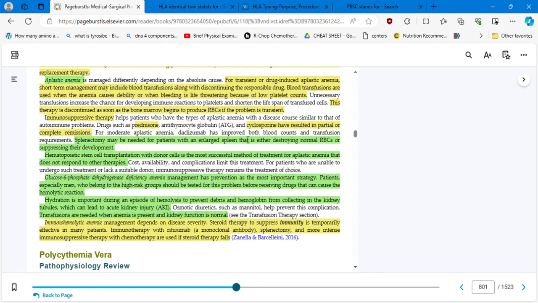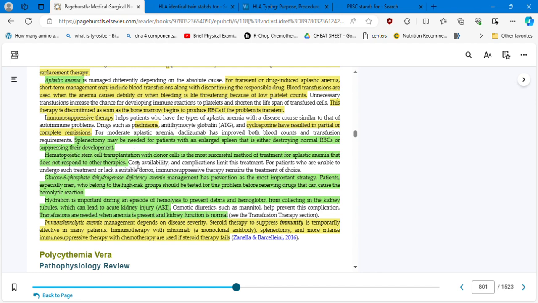Immunosuppressive therapy like prednisone and cyclosporine has resulted in partial or complete remission in the case of aplastic anemia, remember, because they are trying to stop the immune system from working in a bad proportion. Splenectomy may be needed for patients with an enlarged spleen that is either destroying their normal RBCs or suppressing their development.